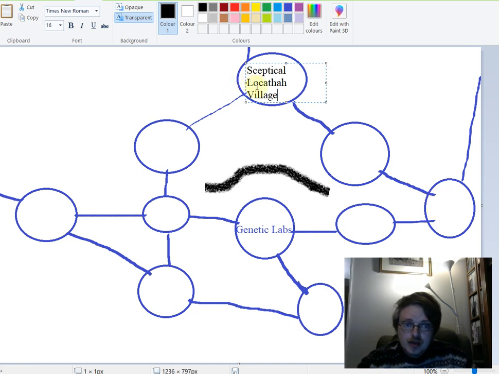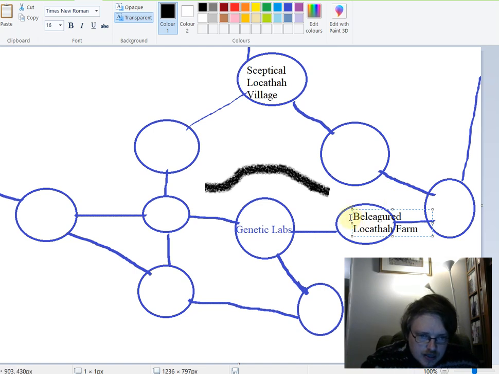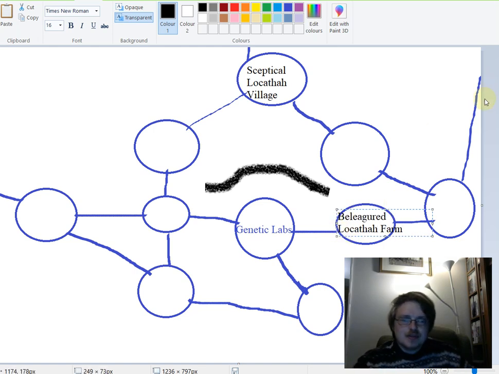And they're straight away. You just get straight away to them. Here, let's say, you could have a beleaguered Locathah farm. So the Locathah there are not necessarily skeptical of anyone coming this direction. They're not the first point you meet. They want your help, but they also need your help.